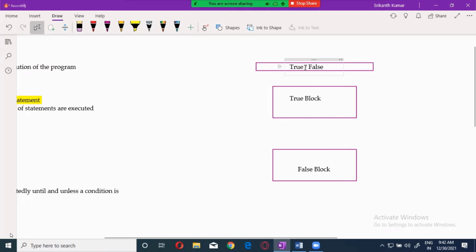If it is true, then this true block will be executed. If it is false, then the false block will be executed. Okay, it's a simple line.